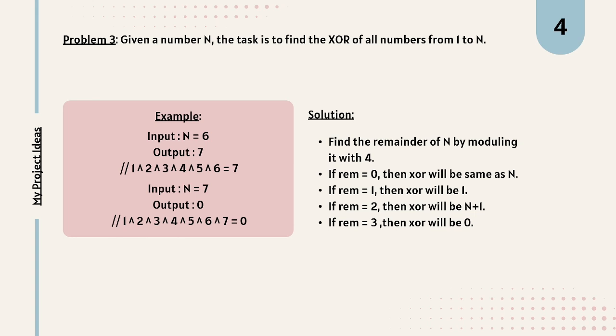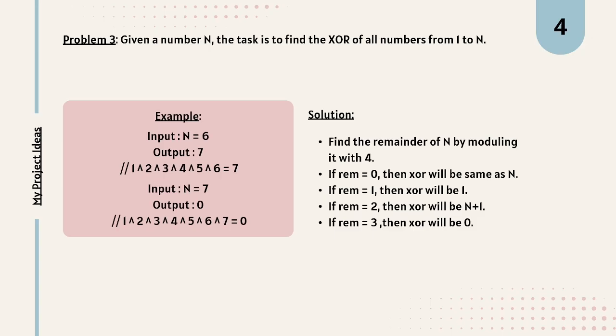So suppose n is equal to 7. You have to do the modular division by 4. 7 divided by 4 gives you quotient 1 and the remainder 3. So you got the answer 3. See, in the last case it's written, if the remainder is equal to 3, then your XOR will be 0. So directly your answer is 0. Simple, no need to do the XOR, no need to find out the bit values of all numbers and then do the XOR.